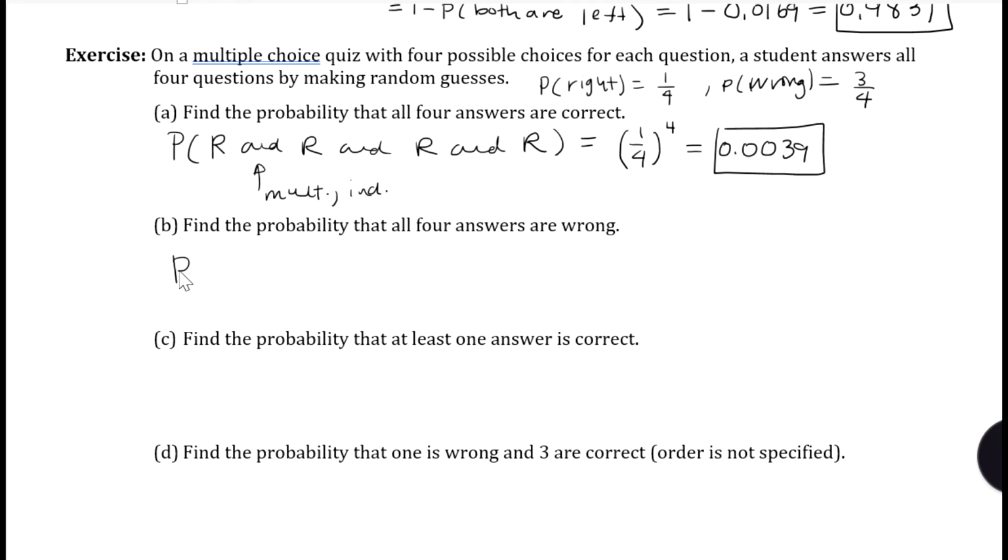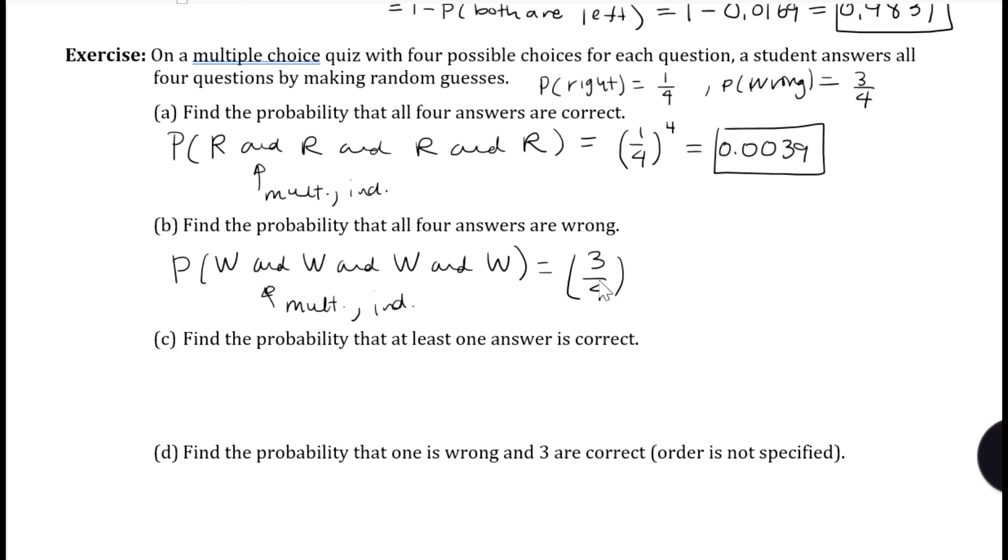And the probability that all 4 answers are wrong. That's going to be probability of being wrong, and wrong, and wrong, and wrong. Again, we have the "and" probability, so we're going to have multiplication. And being wrong on one problem won't influence whether you're wrong on the next problem, so they're going to be independent. And so it's going to be probability of wrong times probability of wrong times probability of wrong times probability of wrong, so it's going to be 3/4 to the 4th power, which will be 0.3164.